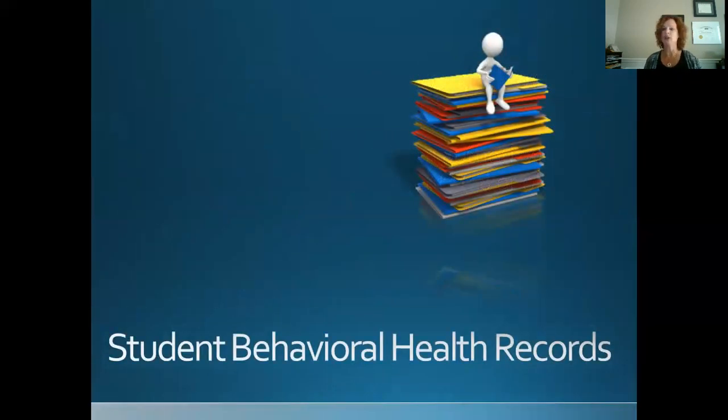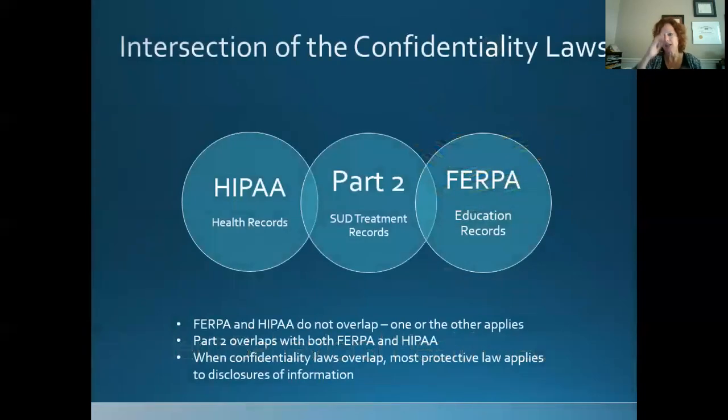All right, now that we have an understanding of each of the federal confidentiality laws that may apply to student behavioral health records, let's look at how they interact with one another and determine when each law applies. So the intersection of each of these laws is what I've attempted to capture here.